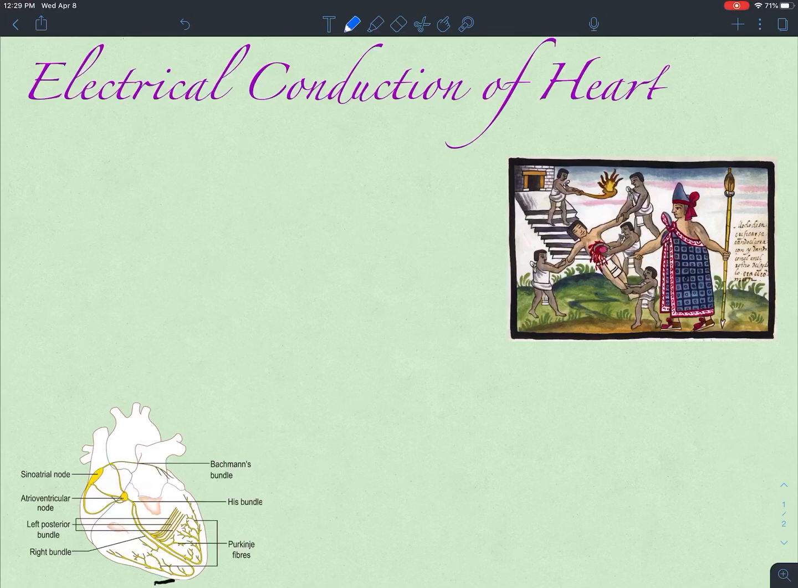A lot of those steps are very similar in the heart and the myocardium, but there is an aspect to the myocardium that is especially unique.